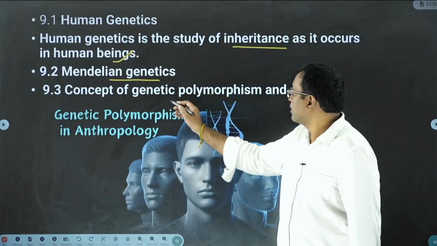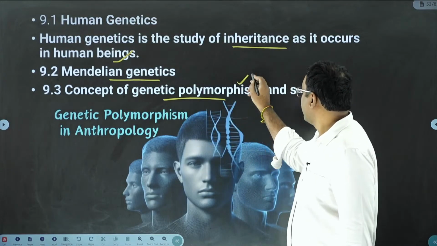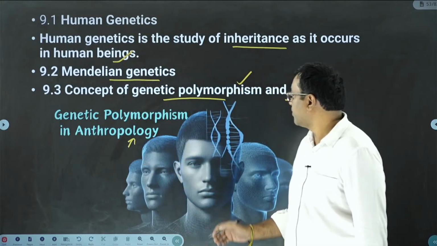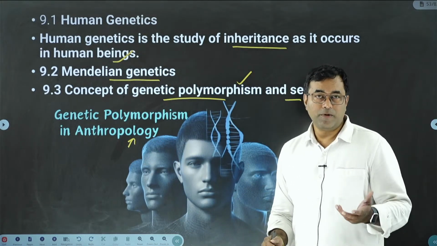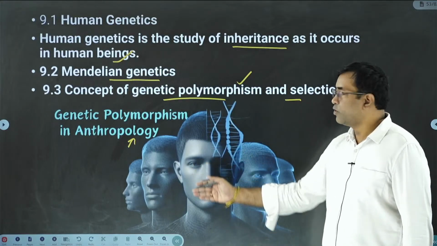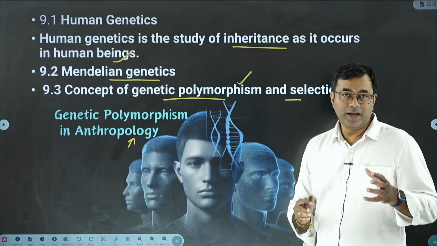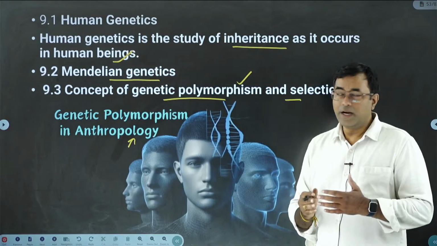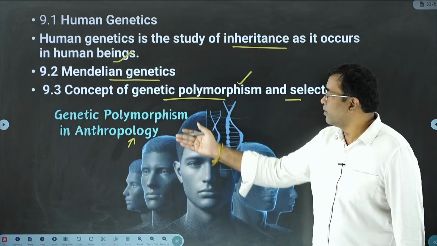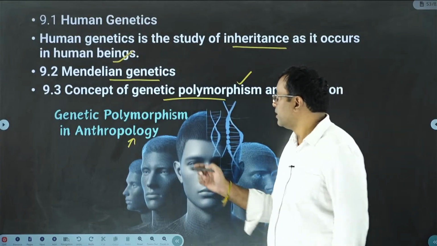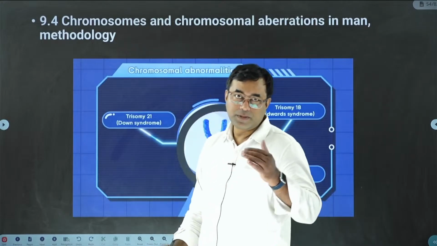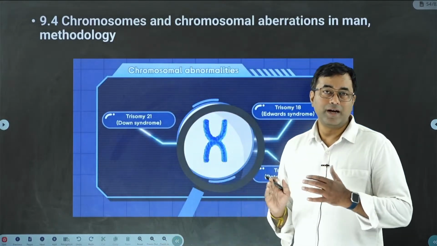Next, the concepts related to genetic polymorphism and selection. So genetic polymorphism. Poly means many, morphism means forms. So humans, if you see in different areas, they have different forms. How they are being able to get the different forms can be studied as part of the concept of genetic polymorphism. So there are many concepts. So we will try to understand in a nutshell.